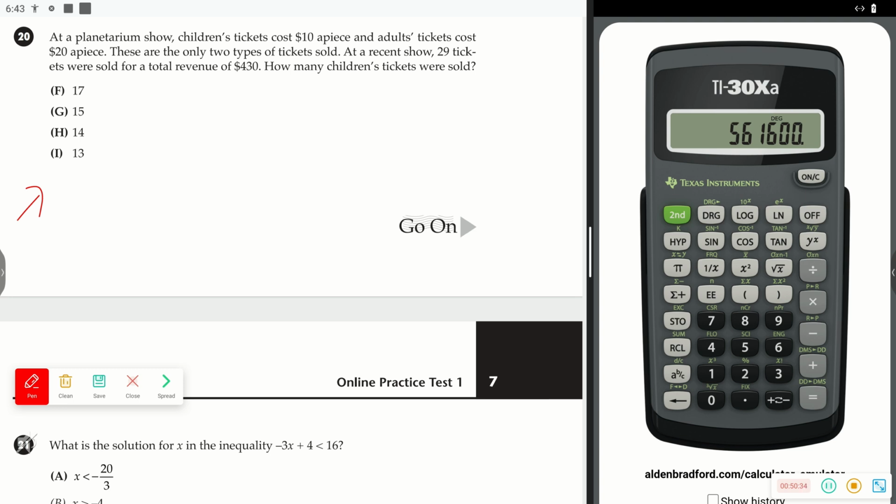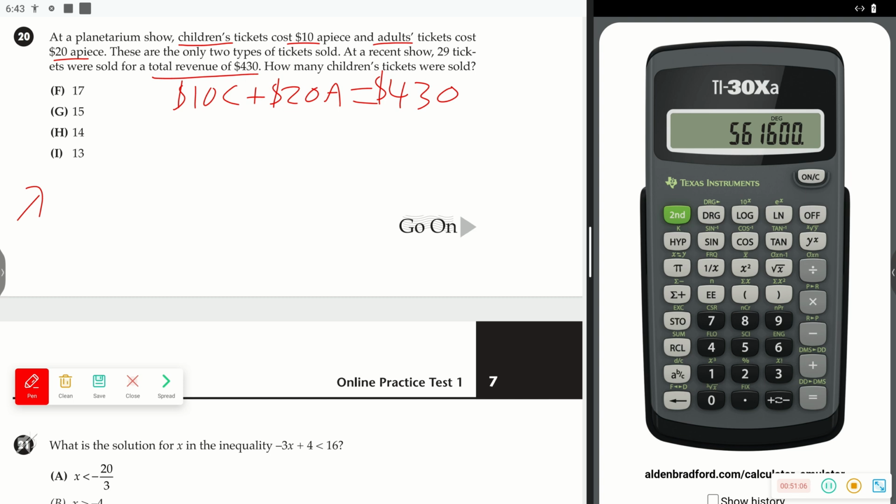So we'll start out by writing that the children's tickets were $10. So I'm going to do 10. I'm going to use the variable C to represent children's tickets. We could even put a $ sign here. And then we're going to add the adult tickets were $20. So $20 times A for adult equals the total revenue of the tickets, which was $430.